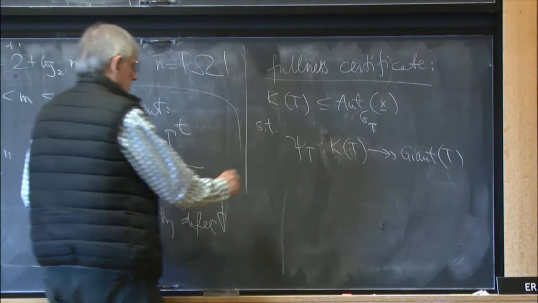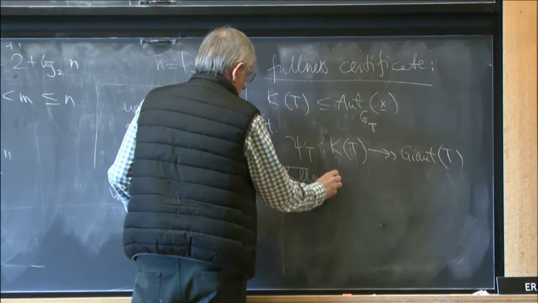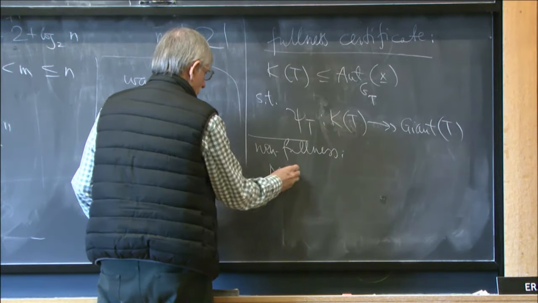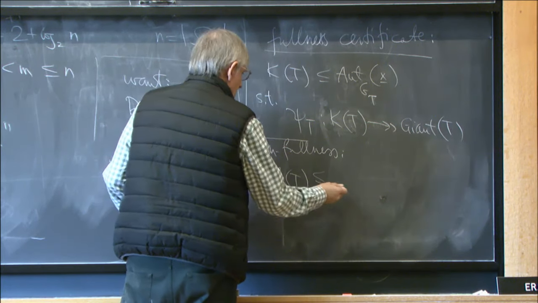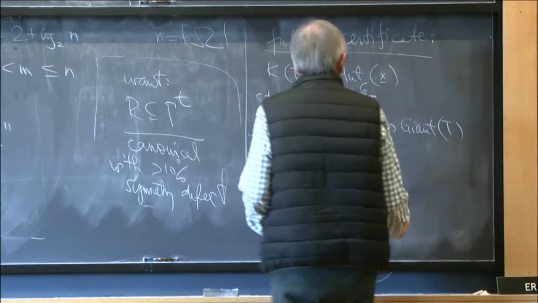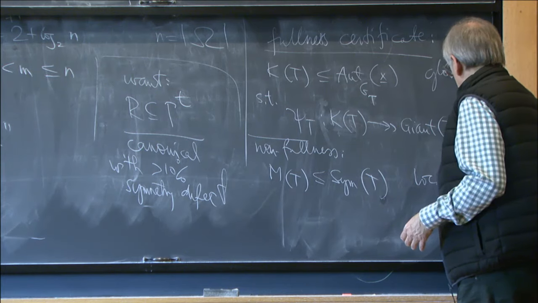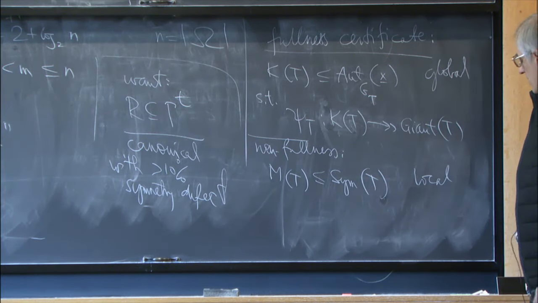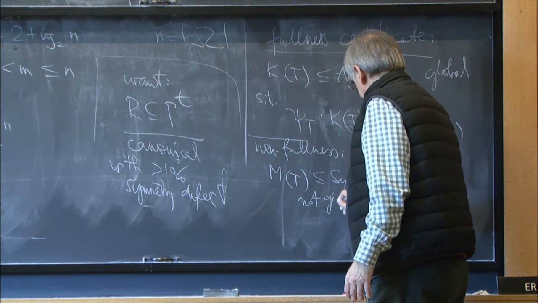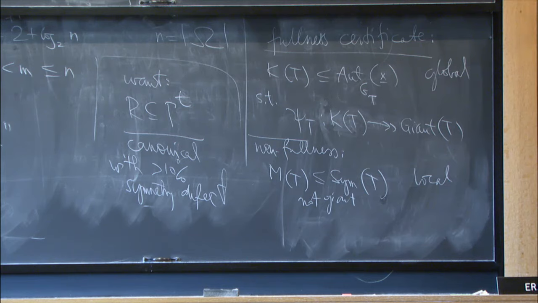And then the other thing, the non-fullness certificate, that's very simple. The non-fullness certificate is a subgroup M of T of just the symmetric group on T. So that's a local object, and the fullness certificate is a global object. And M of T is strictly, it's not a giant. Okay. So strictly, that's not even the alternating group. It's just not a giant.